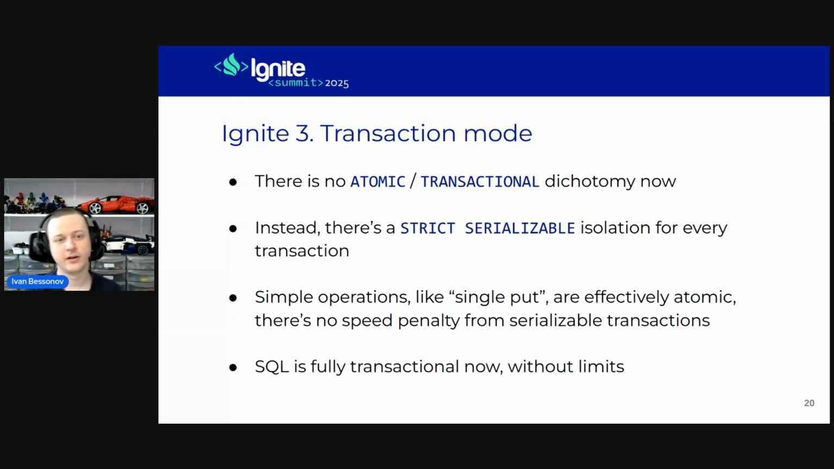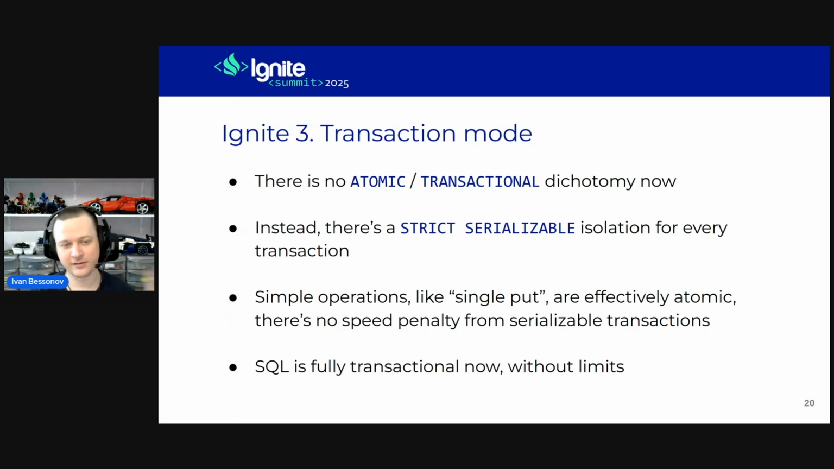Speaking about transactions, in Ignite 2, we had two types of caches, judging by their transactional types or isolation levels. We had atomic and transactional. We decided to just abandon this dichotomy. Let's be as strict as possible. Let's create transactions that will satisfy everyone. And we chose the strict serializable isolation level. It is used by default everywhere, and obviously there's no way to change that.